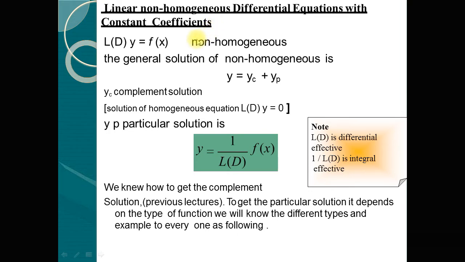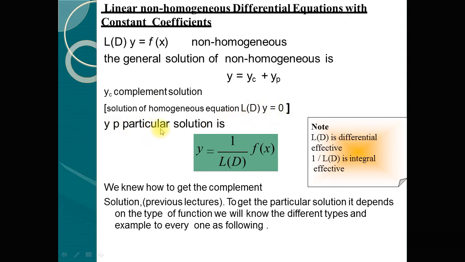Now today we are going to discuss the particular solution for the case when the differential equation is linear and non-homogeneous with constant coefficients. Suppose this is a higher order linear non-homogeneous differential equation, L(D)y = f(x). The general solution is y = yc + yp, where yc is the complementary solution, the solution of the homogeneous part, L(D)y = 0.